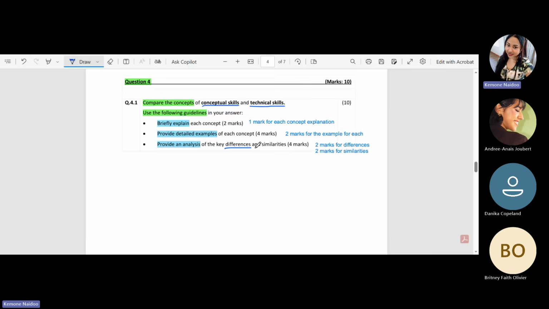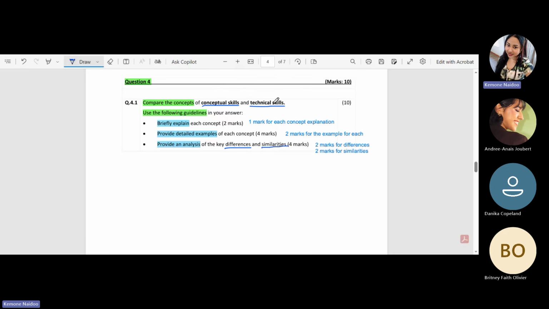And then for similarities, you can talk about how they're both skills important for achieving organizational success and how they can be improved through training and also experience. So make sure that you have both and you have talked about each skill, and it does happen. I know sometimes you think, no, you answer everything, but in a stressful situation, you forget.